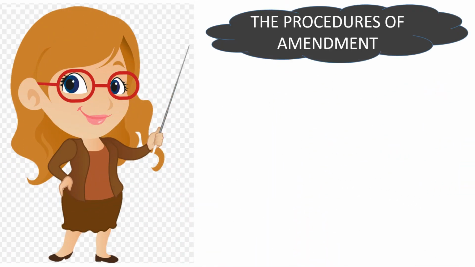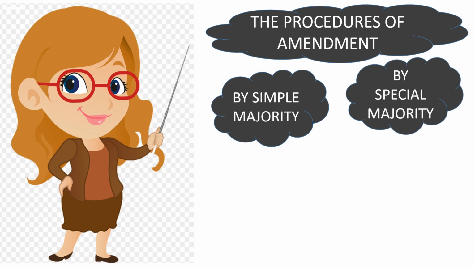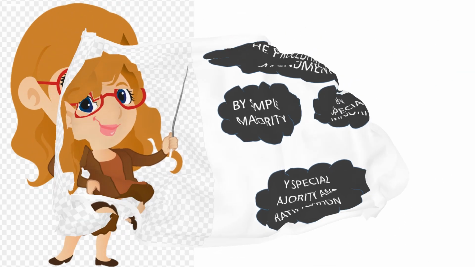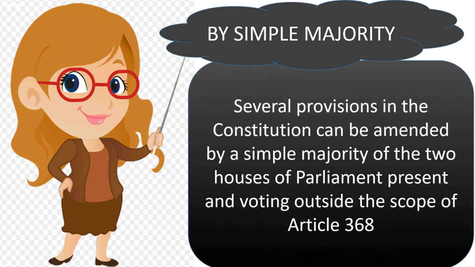In India, there are 3 procedures for amendment. It can be amended by simple majority, by special majority, and by ratification. Let us see what these mean. Simple majority means that several provisions in our constitution can be amended by simple majority of the 2 houses of the parliament present and voting, outside the scope of Article 368.